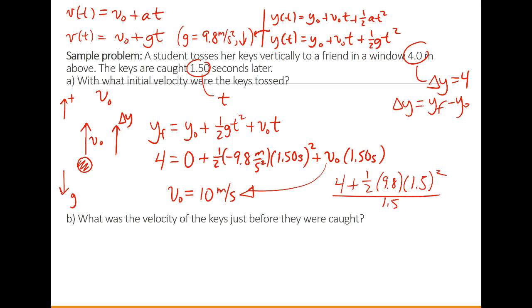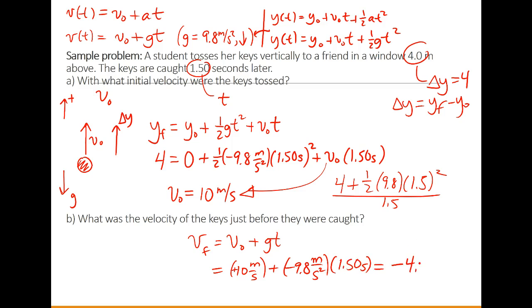And what was the velocity of the keys just before they were caught? So v final is equal to v initial plus gt. If v initial is 10, g is negative 9.8 meters per second squared, and t is 1.50 seconds, that's going to be negative 4.7 meters per second, which suggests that the keys went up and now they're back on their way down. And that's because of this time of 1.50 seconds.